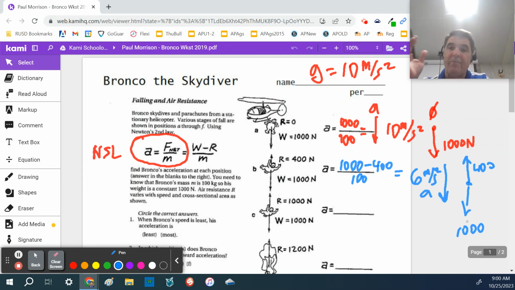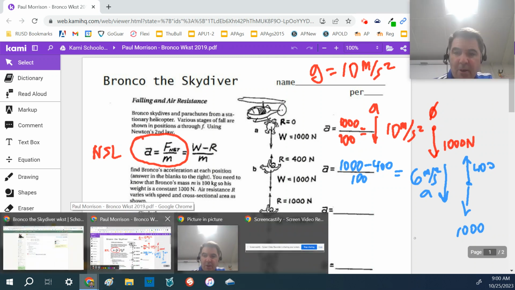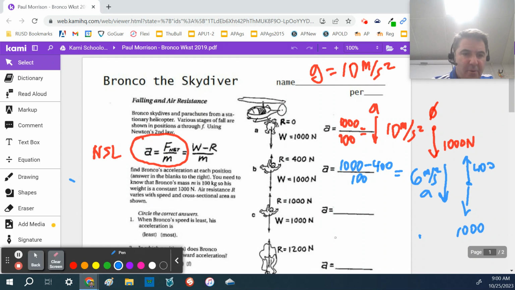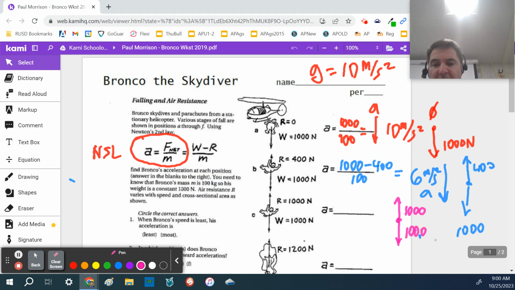In the next one, actually, we've gone so fast that, and maybe I'll go to pink this time, the up is 1,000 and the down is also 1,000. And so 1,000 over 1,000 means our net force is 0.